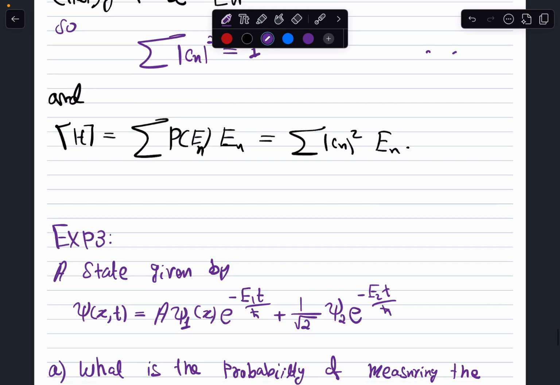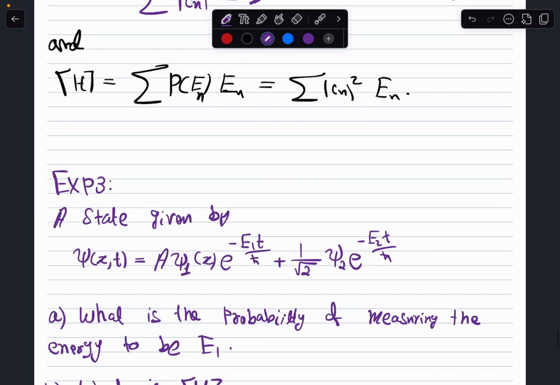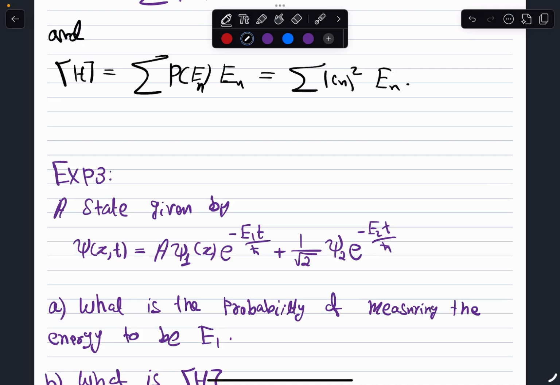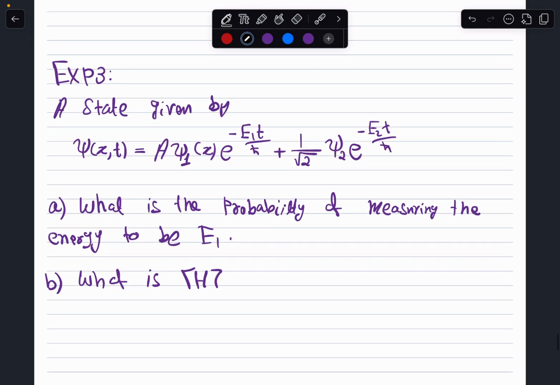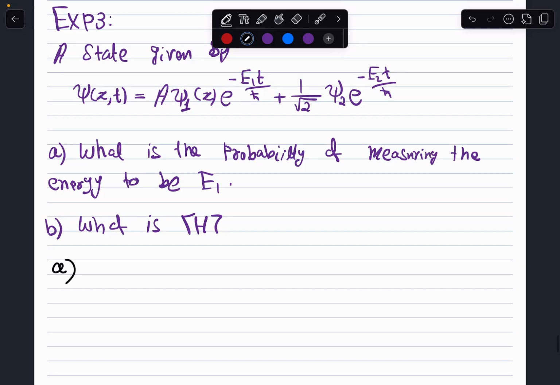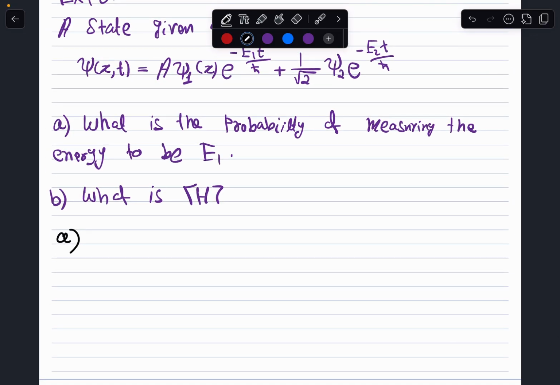Now let's take an easy example. We have a state which is given like this. It's a combination of psi 1 and psi 2. And it asks for A, what's the probability of measuring the energy to be E1, and B, what is the expectation value of the Hamiltonian. So for A, what's the probability? We need to find, in this case, what is C1?